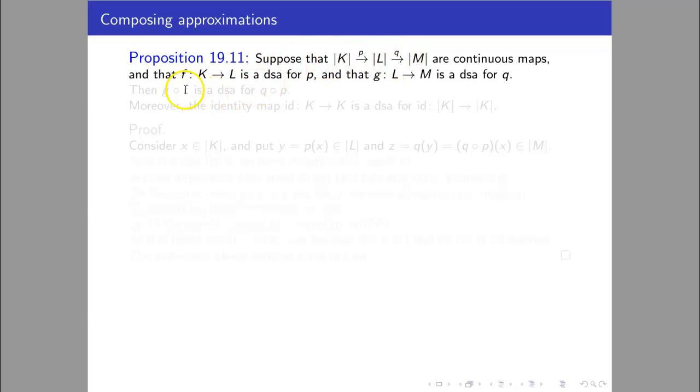And we're going to suppose that F is a direct simplicial approximation for P, so that means that F is a simplicial morphism from the complex K to the complex L. And similarly, G is going to be a direct simplicial approximation for Q, so it's going to be a simplicial morphism from L to M. And the claim is that if you take G composed with F, so that's a simplicial morphism from K to M, then that's a direct simplicial approximation for Q composed with P. And then also we're going to say that the identity map on K is a direct simplicial approximation for the identity map on the geometric realization of K.